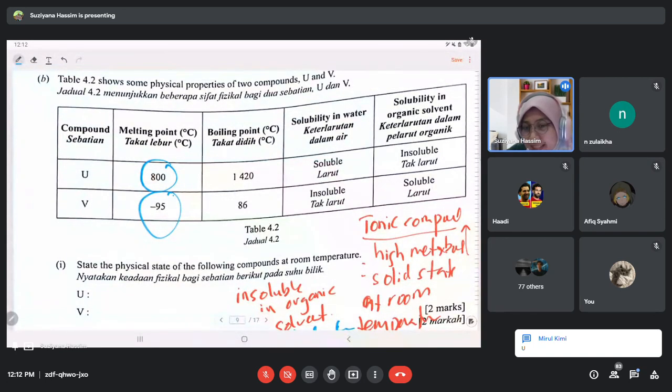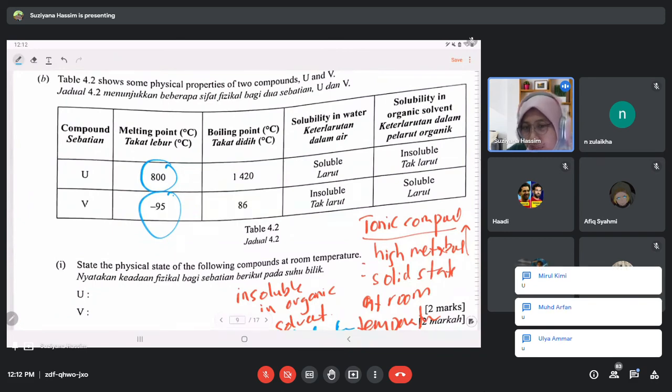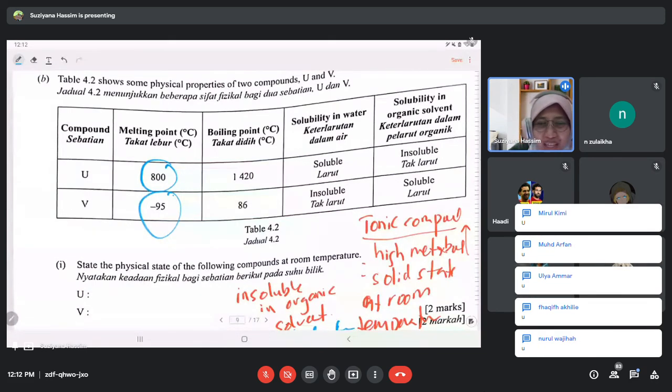Sila tap dekat chat. Okay, Mirul. Ui, Mirul. Lawak. Mirul tu ex-boy teacher konon-konon cinta monyet dulu. Lawak. Okay. Alright.